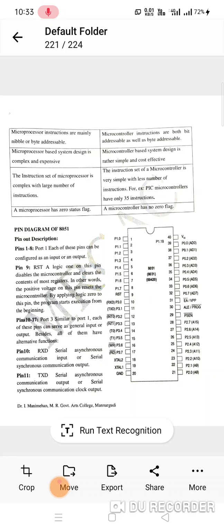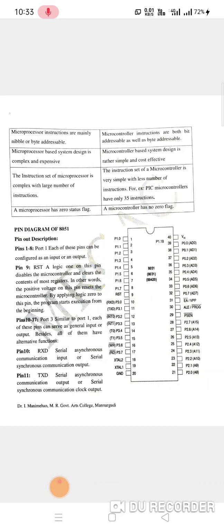So pin number 10 is the RXD pin, that is serial asynchronous communication input or serial synchronous communication output. It is used for the receiver. Okay. Then pin number 11 is used for transmission, serial asynchronous communication output or serial synchronous communication clock output.